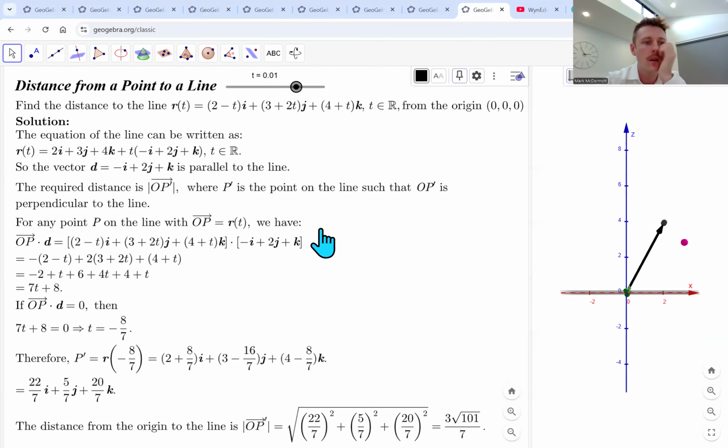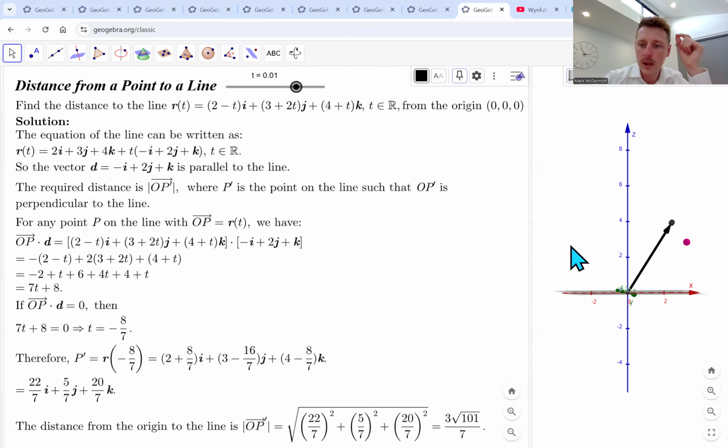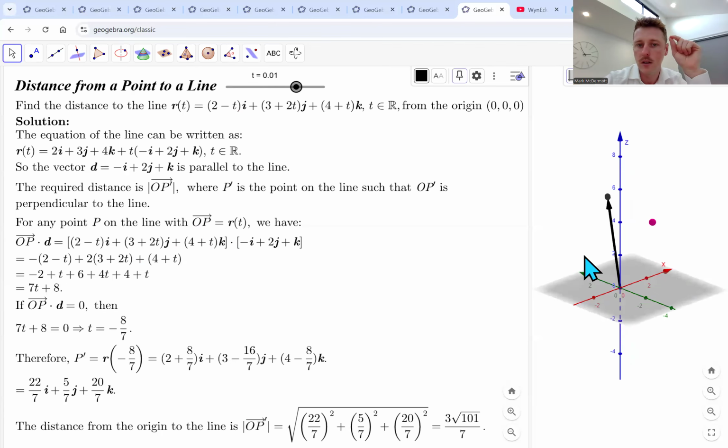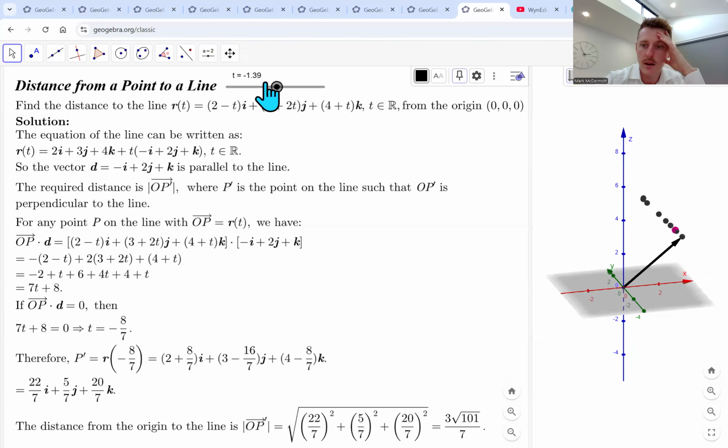Is this part here. Okay, so the direction vector is -i plus 2j plus k, must be parallel to that line. Okay, the required distance is the magnitude of OP dash, where P dash is the point on the line such that OP is perpendicular to the line. So that pink point is P dash. We want to know the distance to that point P dash. So we need to know the magnitude of the vector OP dash.